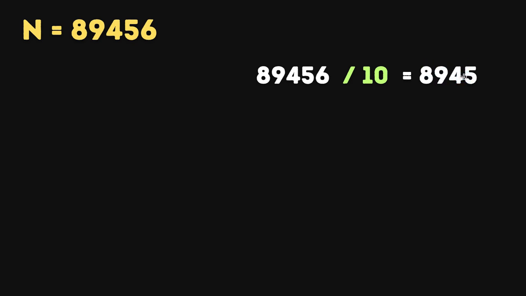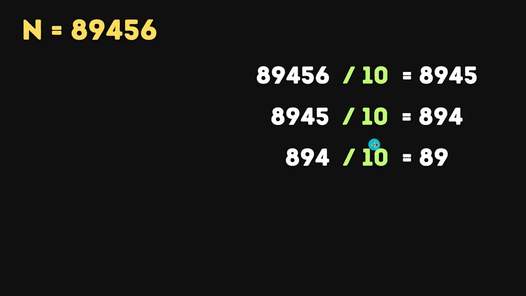Now we'll again divide this 8945 by 10, and we'll get the integer part 894. Whatever answer we got, we'll again divide that by 10. It will become 89.4, but we only want the integer part, that is 89, because we are storing this in an integer variable. Again we divide 89 by 10. We'll get 8.9, and since we are storing this in an integer variable, we'll get 8.